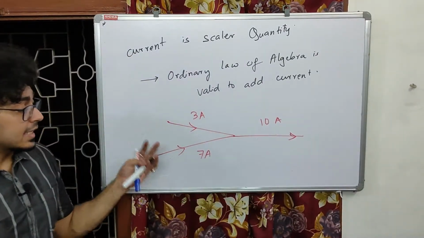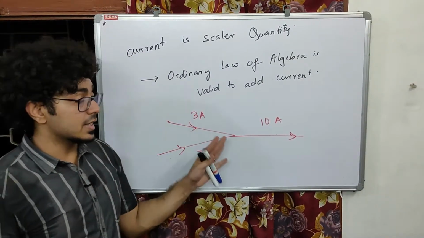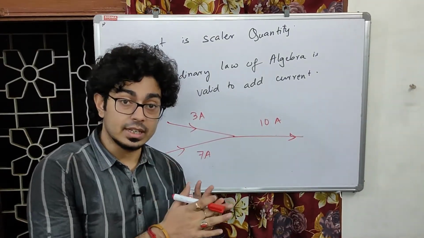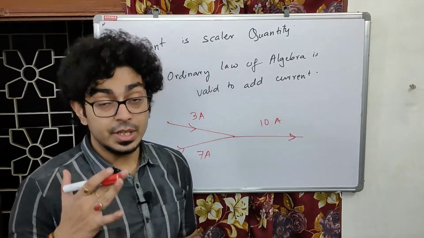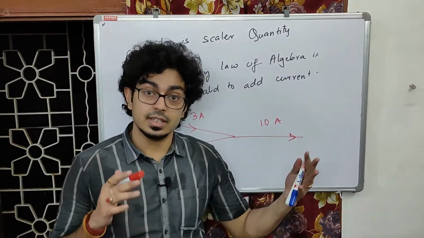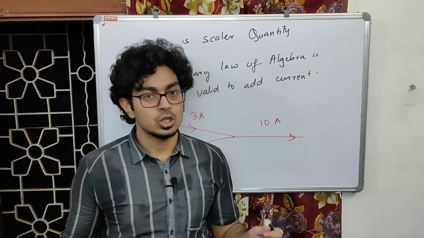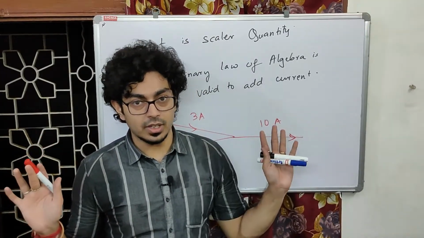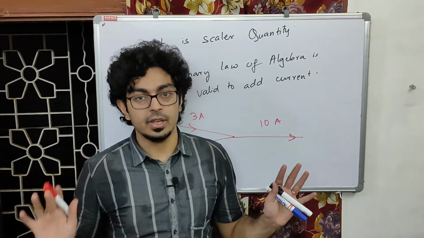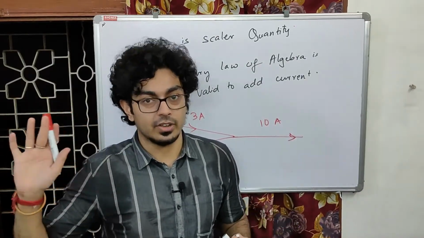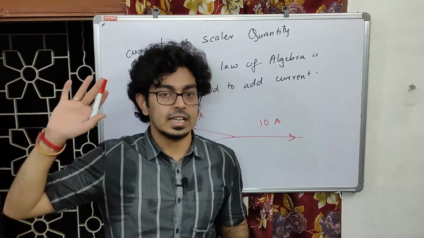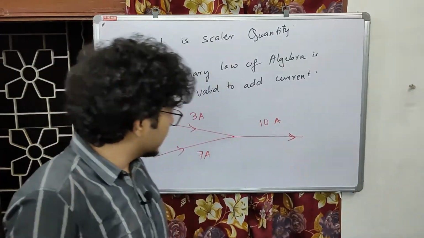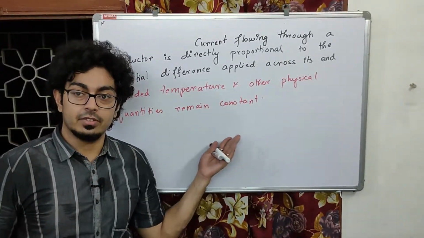This leads to the concept that current must be a scalar quantity. In vectors, what you used to do? You used to add vectors by the vector algebraic method, right? In current, no need to do such things. Current is a scalar quantity. We are safe. We are happy to use our own ordinary algebra as we have learned in our earlier classes.